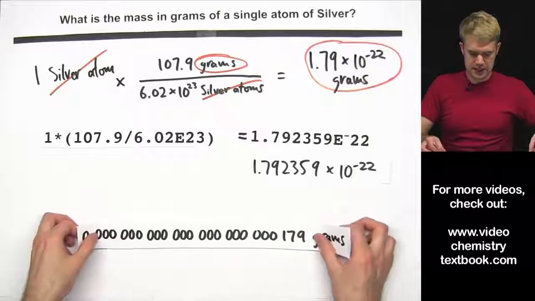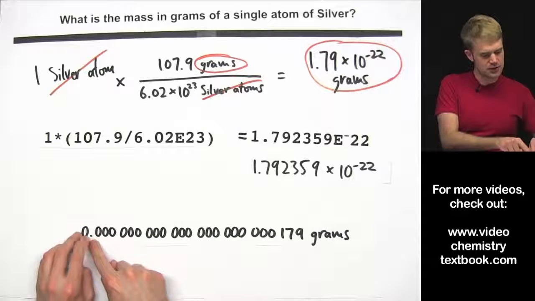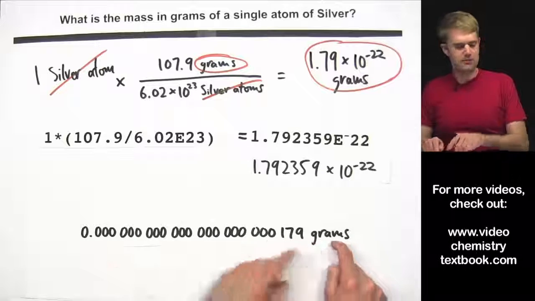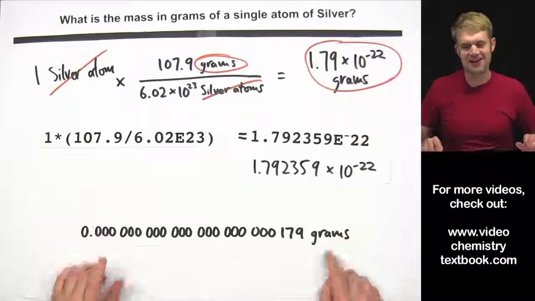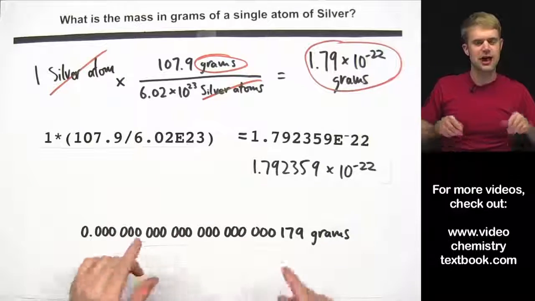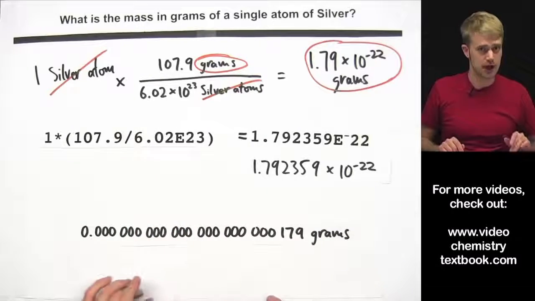And just to show you this, not in exponential notation, here is a decimal point, and all the way over here, 179 grams. This is a tiny, tiny, tiny number. It is how much a single atom of silver weighs. Now let's look at how to do this with molecules instead of just atoms.